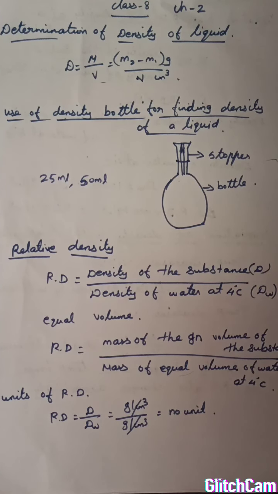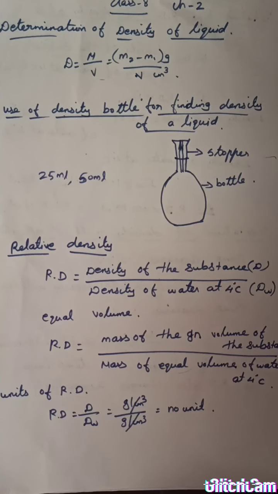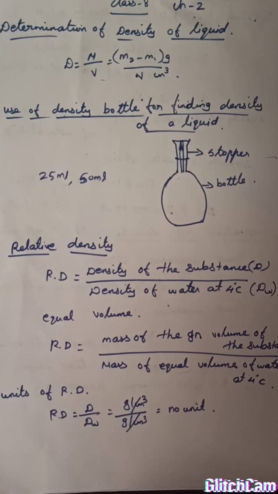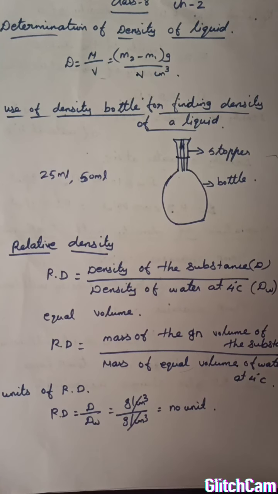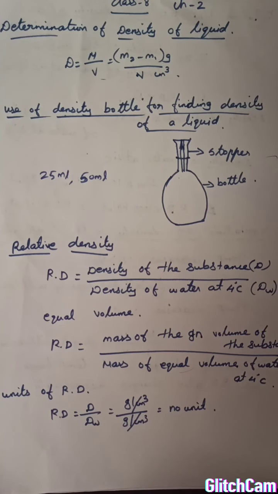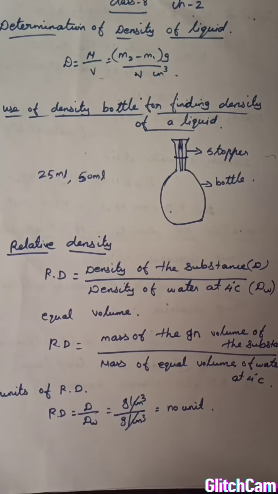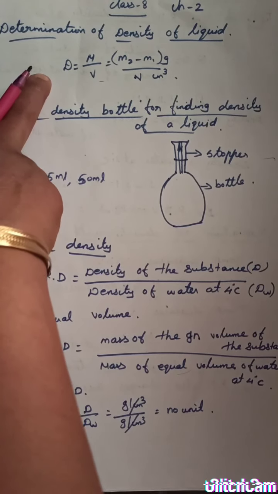Hello student. Last class we studied about determination of density of solid. Today we are going to see about determination of density of liquid. For finding the density we need two factors. First one is the mass of the particular substance and the second is the volume of the substance. If you know the mass and the volume, then it is easy to find the density.